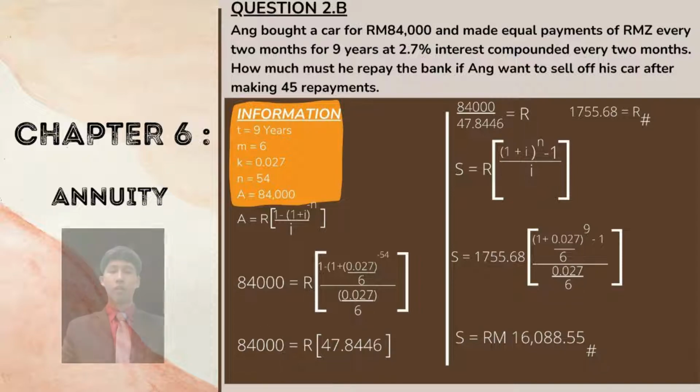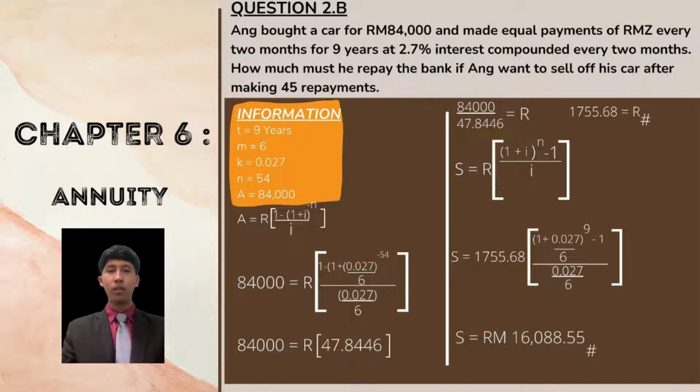The final answer we got is RM 1,755.68 cents. For the next step, we use the formula S equal to R in bracket 1 plus I to the power of N minus 1 over I. So, the final answer will be 16,088 ringgit 55 cents.